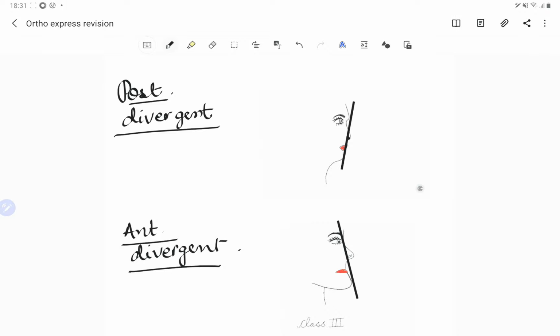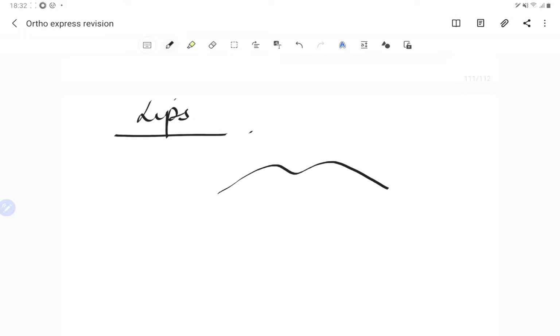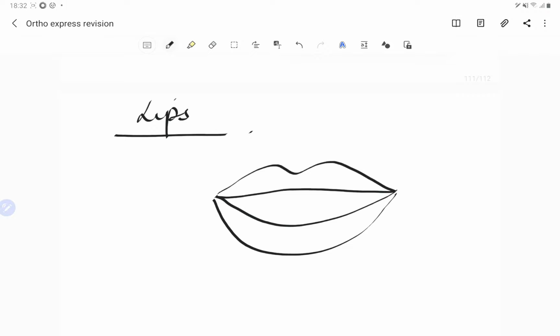So now talking about the examination of the lips. Normally the upper lip covers the entire labial surface of the upper anterior teeth, and the lower lip covers the entire labial surface of the lower anterior teeth. And if we see this lip, suppose this is a lip, we see that there are 2 to 3 millimeters of anterior teeth visibility.